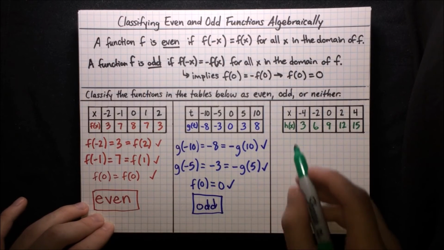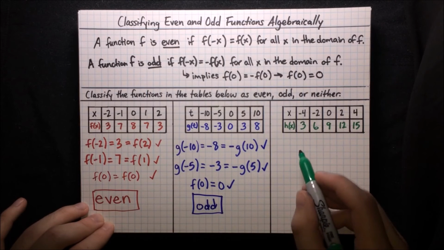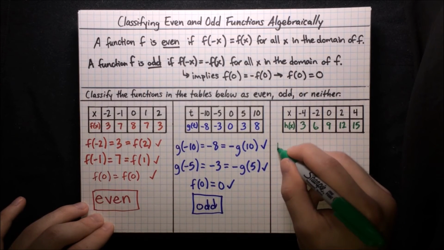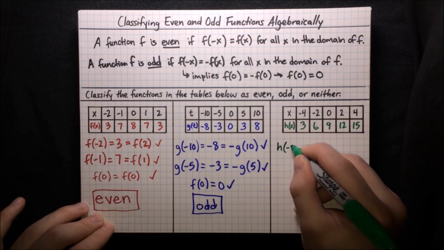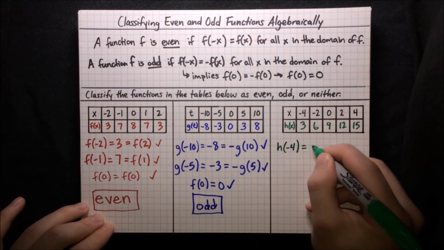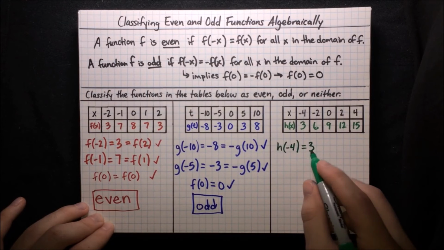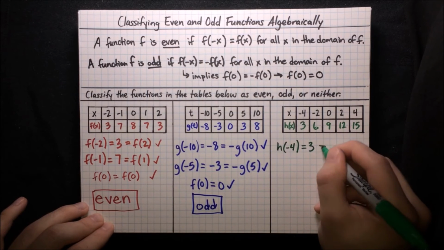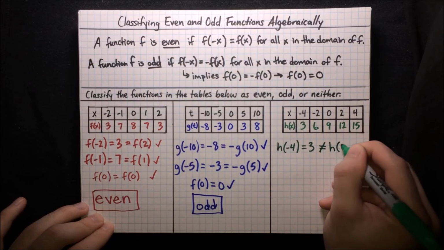All right, last function, h of x. Let's see if this function is even, odd, or neither. Let's again plug in the most negative input. So h of negative 4, that's equal to 3. And how does that relate to h of positive 4? Well, h of positive 4 is 15. So this is definitely not equal to h of positive 4.